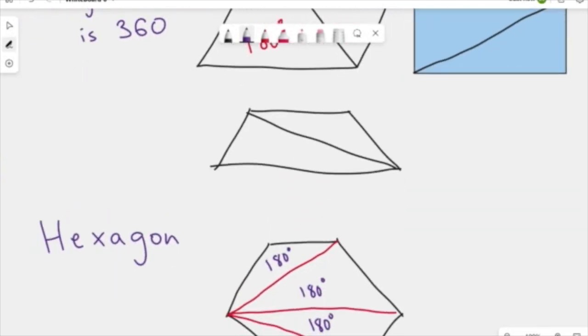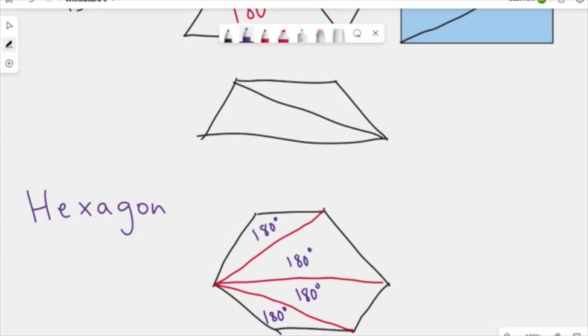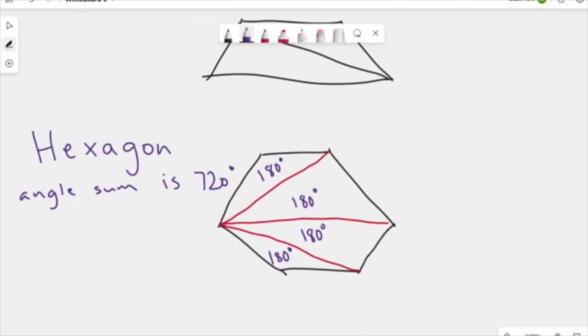So I'm going to write here, hexagon angle sum is 720 degrees. Now, one more. I'll give you one more just to drive this point home, and it should help you.